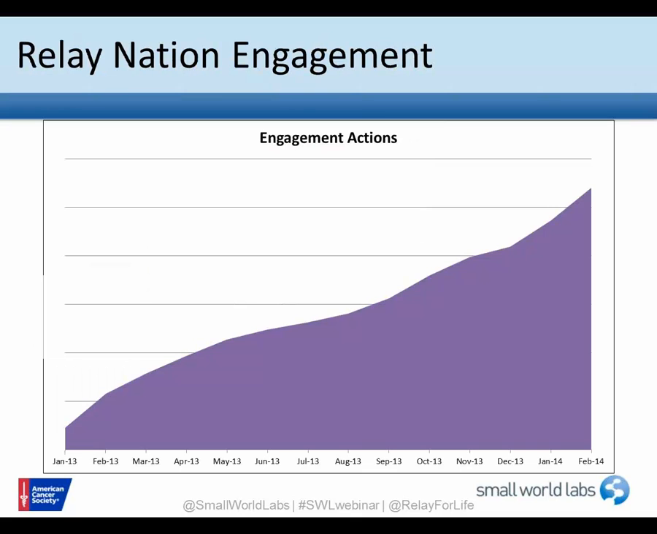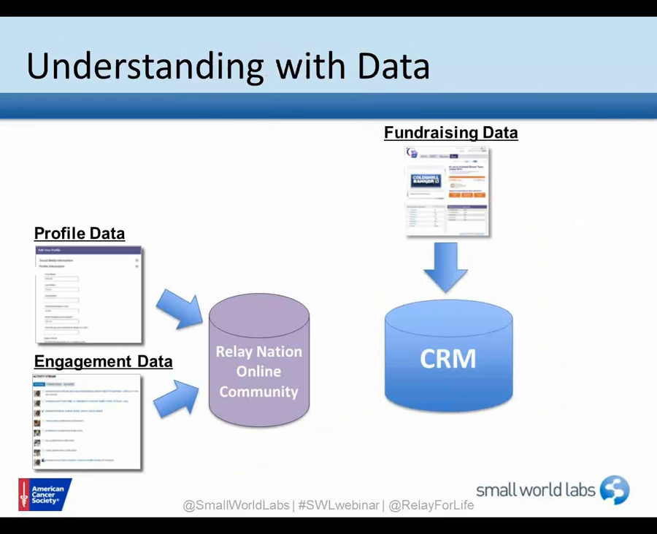And again, we're not talking about peanuts here. As Joe mentioned before, Relay Nation averages over 20,000 member-to-member interactions per month, and all of that is tracked. That information syncs with their CRM, giving them more information about each supporter and creating a more comprehensive 360-degree view of the constituent in their CRM, which is used by all of their departments and helps the American Cancer Society make better strategic decisions.